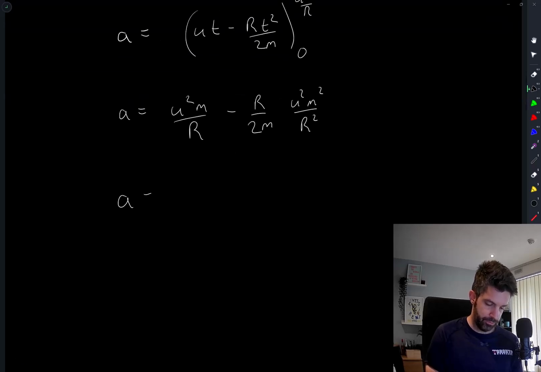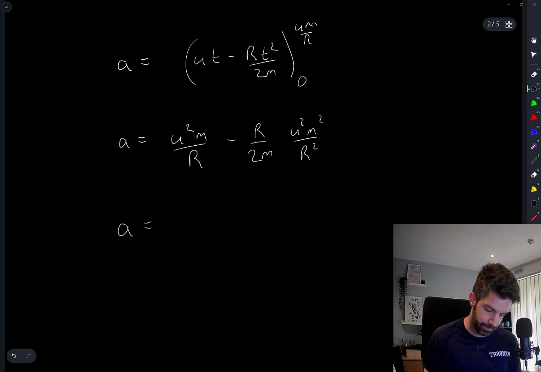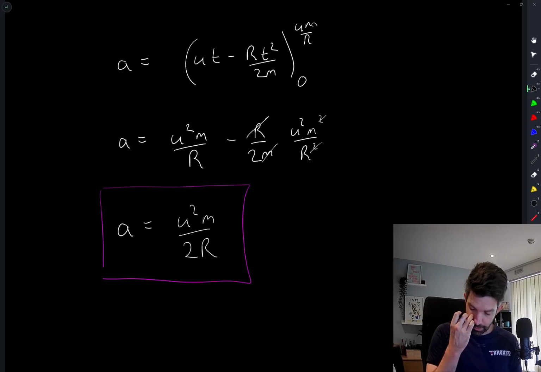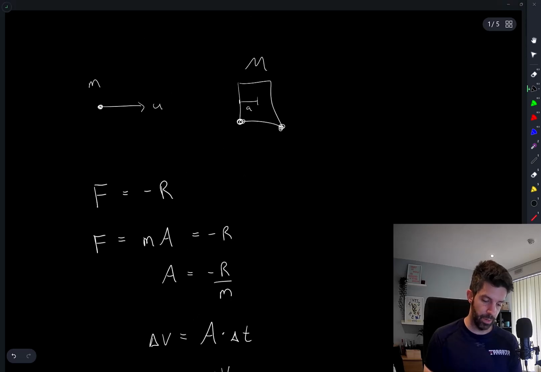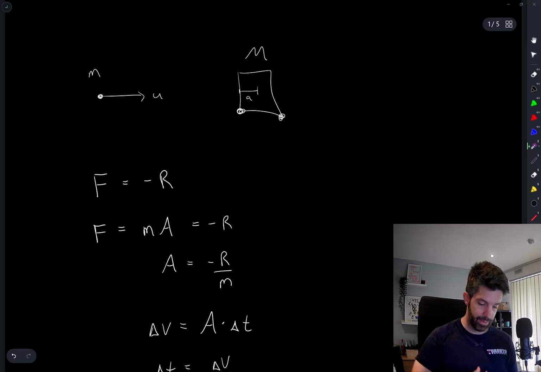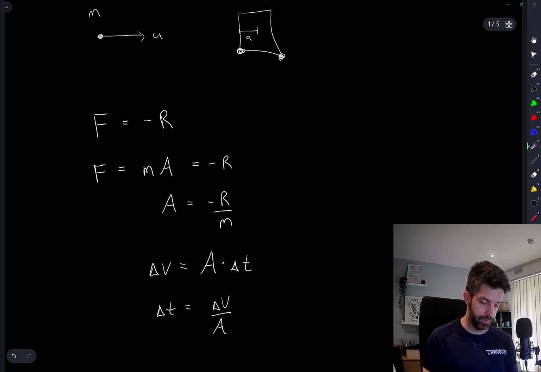Okay, so the distance that the bullet travels in the block is, are these all going to cancel? u squared m over 2r. So a question like this, once you set up a coordinate system for everything, I've said that the right direction is positive, and then I've just written out all the equations of motion.